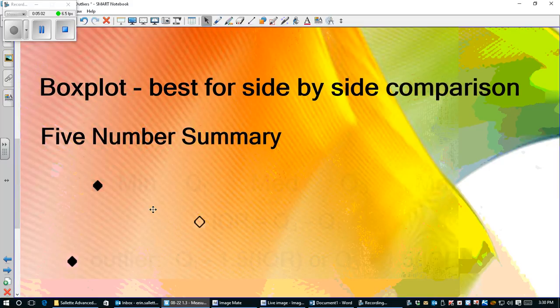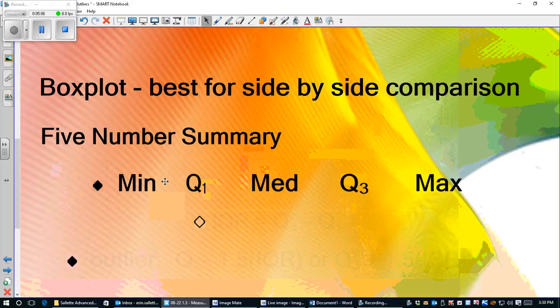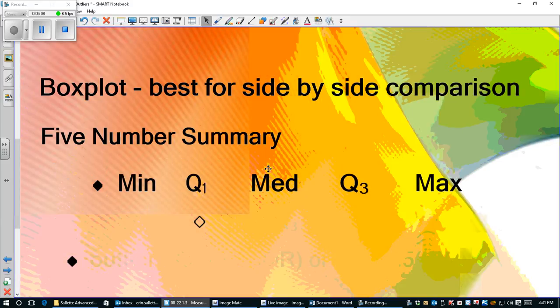A box plot uses what's called a 5-number summary. Those 5 numbers are your minimum, Q1, Q2, also known as the median, Q3, and your maximum. With those 5 numbers, you can construct your box plot. The minimum is the lower end of your smallest whisker. Then Q1 begins your box. The median is the center of your box. Q3 is the end of the box, and the maximum is the end of the whisker.